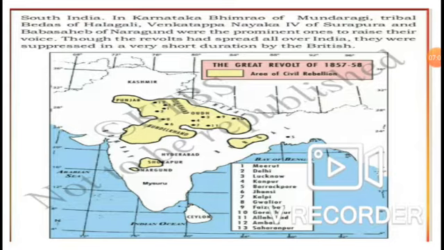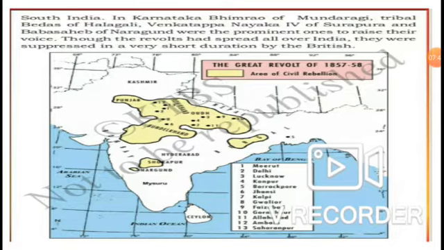You can see, look at the map clearly. The Great Revolt, which is the first war of Indian independence and also called the Sipahi Mutiny, in the year 1857 to 58. Look at the area of the revolt. You can see the yellow color part. That yellow color area is considered the Great Revolt of 1857 and 58. In that yellow part, you can see the places.